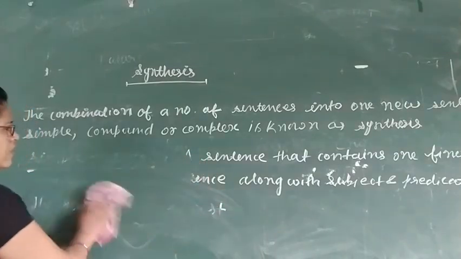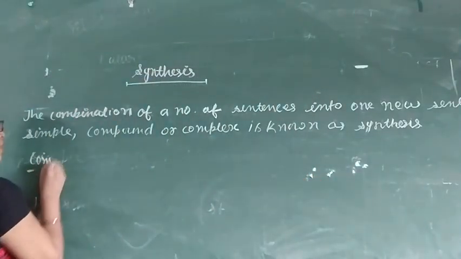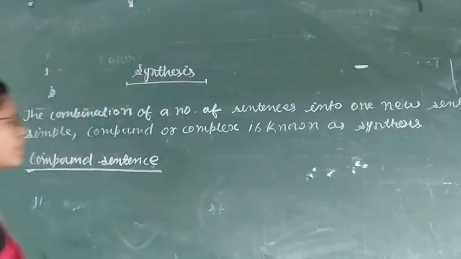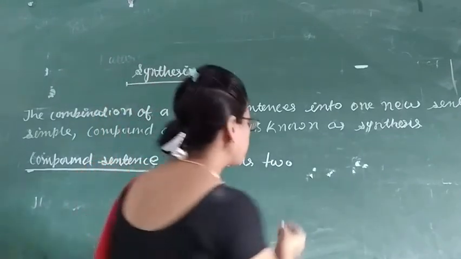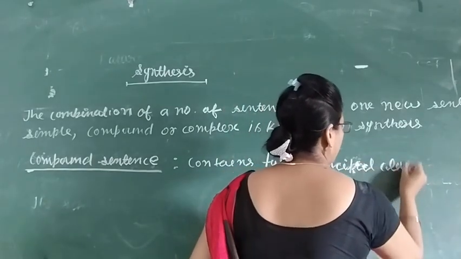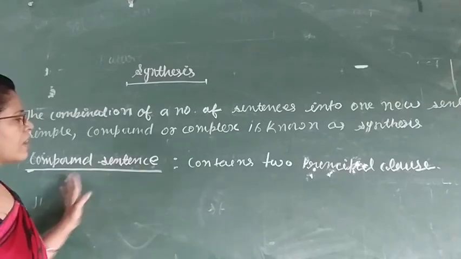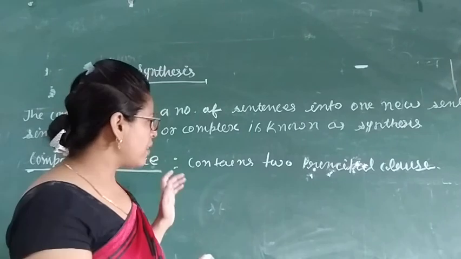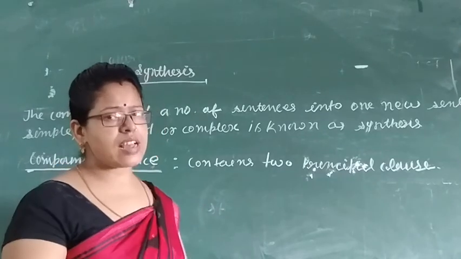Now come to the compound sentence. A compound sentence contains two principal clauses. It means a sentence is said to be a compound sentence when it contains two principal clauses. If the sentence has two principal clauses, then we can say that sentence is a compound sentence.